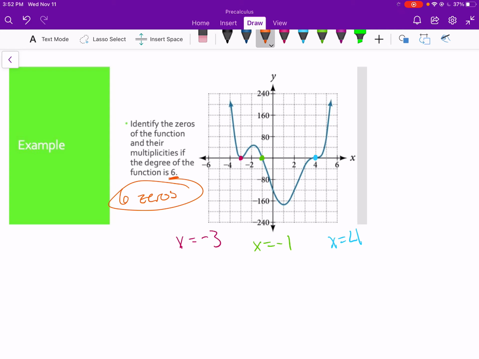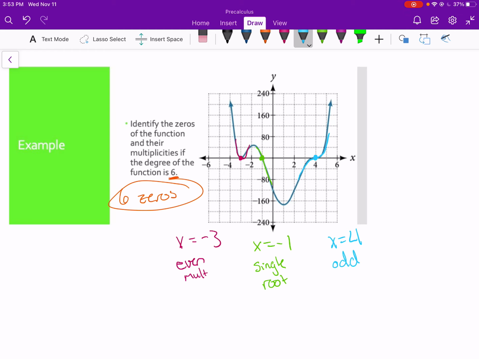Well, the first one, I'm going to look at x equals -1. Notice that it just goes straight through, kind of like normal. So this is only a single root. That one is fine. It looks normal. Looking at the first one, it comes down and bounces back off. That means it's an even multiplicity. And this other one slows down and then speeds back up again. So we know that that's odd.